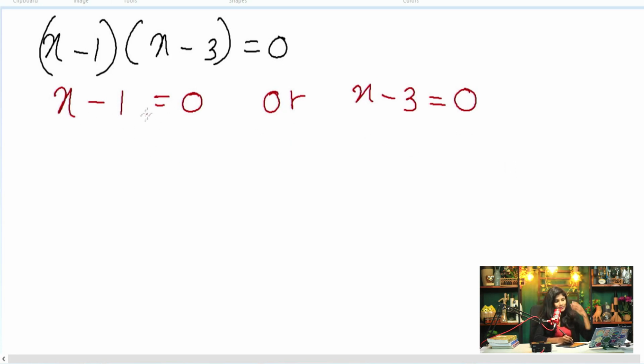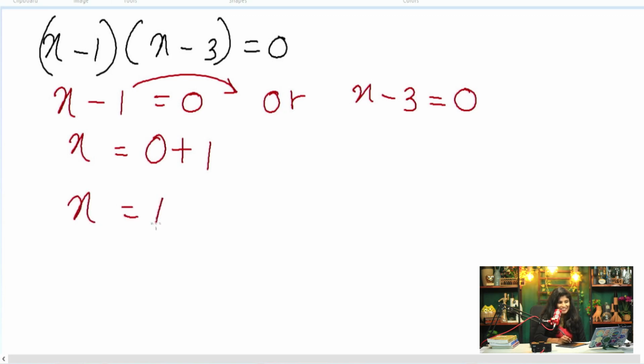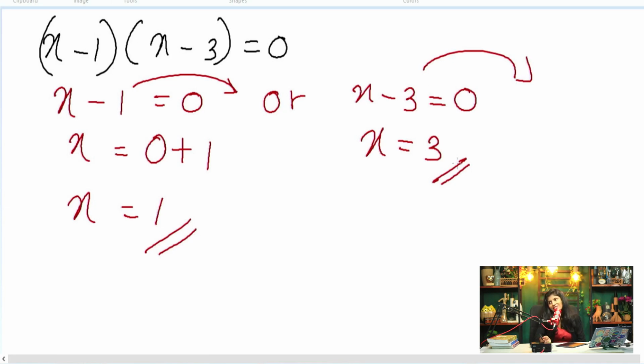So if x minus 1 is 0, I can take the negative 1 to the other side. Then x equals, when I shift 1 to here, it will become positive 1. 0 plus 1, right? No need to write 0 here, but as this is the first question, I am just explaining. So x equals 1. And here, x minus 3 equals 0, so I will carry 3 to the other side. Then x equals 3. So this is the solution. Very easy, right?